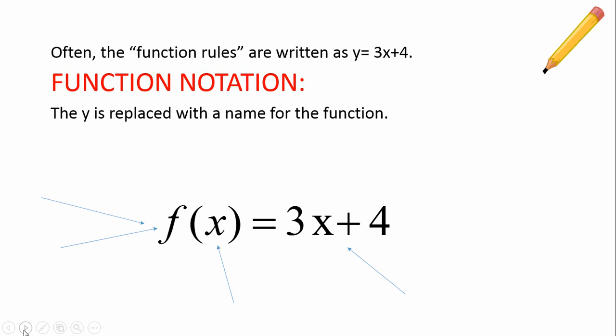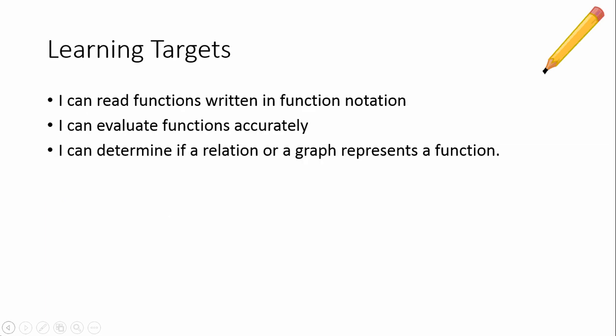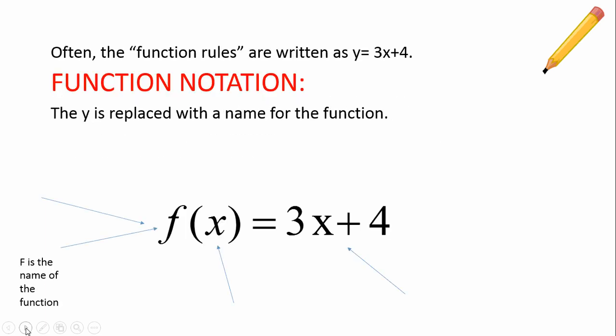So the only thing that's different between what you know from Algebra 1 and what you will see now is that that y has been replaced with a name for the function. So notice that there's an f, then some parentheses, then an x. That f in front is in fact its name. So we're going to name the function with a letter. f is the name of the function. Sometimes it's g, sometimes it's h, okay? But there's a name there. This is function f, okay?